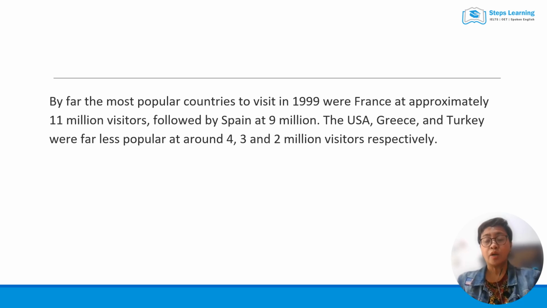So in the bar graph, we are actually comparing the countries. So we should rank them from highest to lowest. We have here used the comparative vocabulary most popular, and that is France. And then the second one is Spain. And then you have there your graph vocabulary less popular, were USA, Greece, and Turkey at around 4, 3, and 2 million visitors respectively. So that is how you should write a graph with a line and a bar graph.